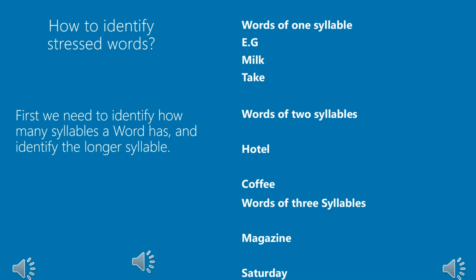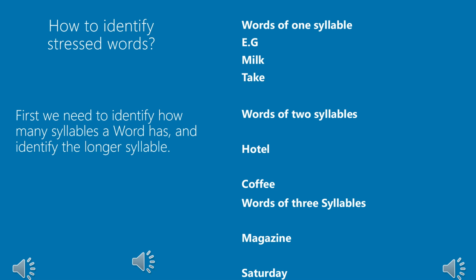However, we can start identifying stress with the number of syllables we have in a word. For example, words that have one syllable are as easy as just stressing that same syllable. We have, for example, the word milk, where the syllable is only one and we can easily identify the stress: milk. And we also have, for example, take, which is only a one syllable word.